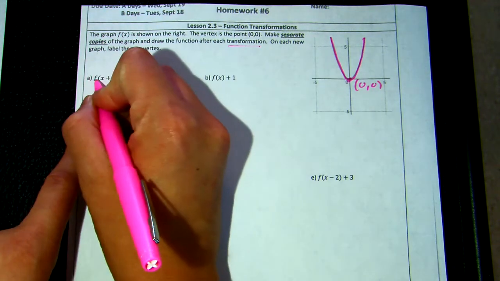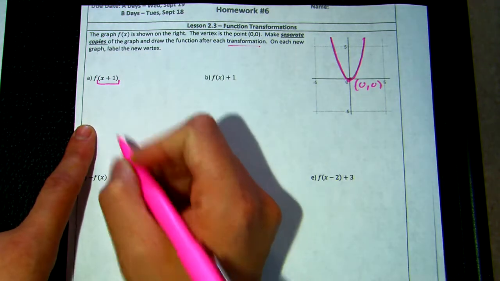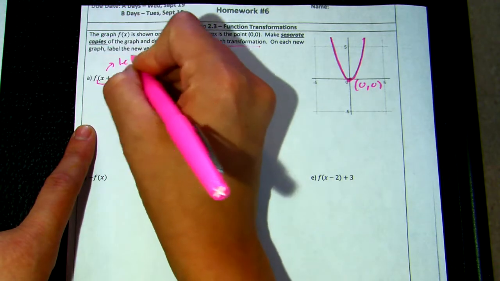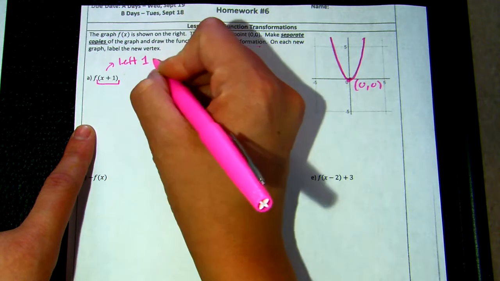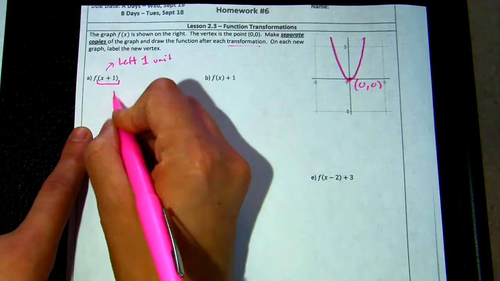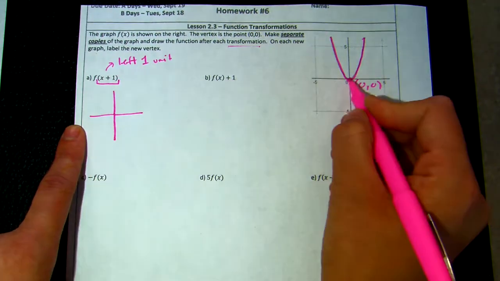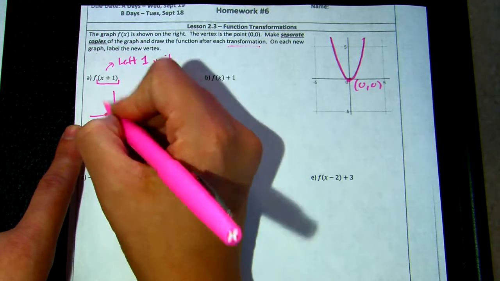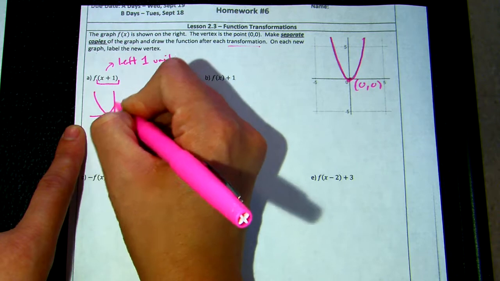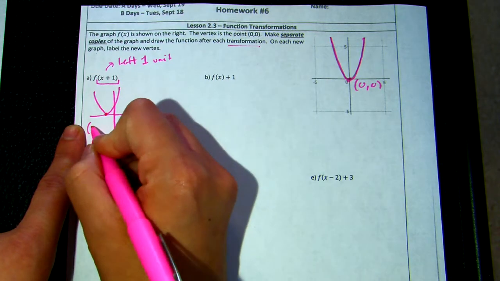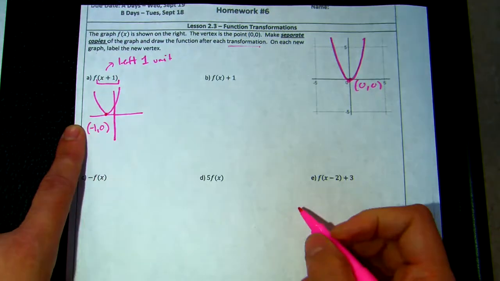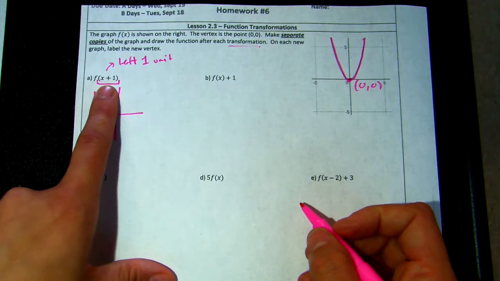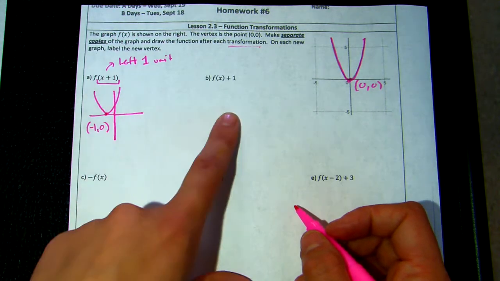So on this one, if I've got a +1 inside of the parentheses, I know that that means left 1 unit. So on my new graph that I sketch, I'm going to shift this graph over 1, which means my new vertex to the left is now at -1, 0. Okay? This one shifted left because it was inside of the parentheses.